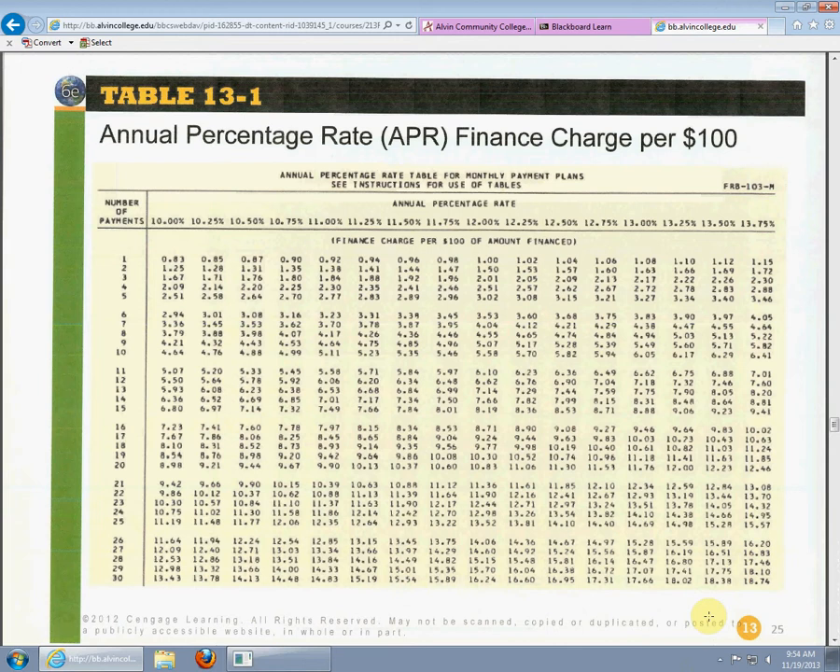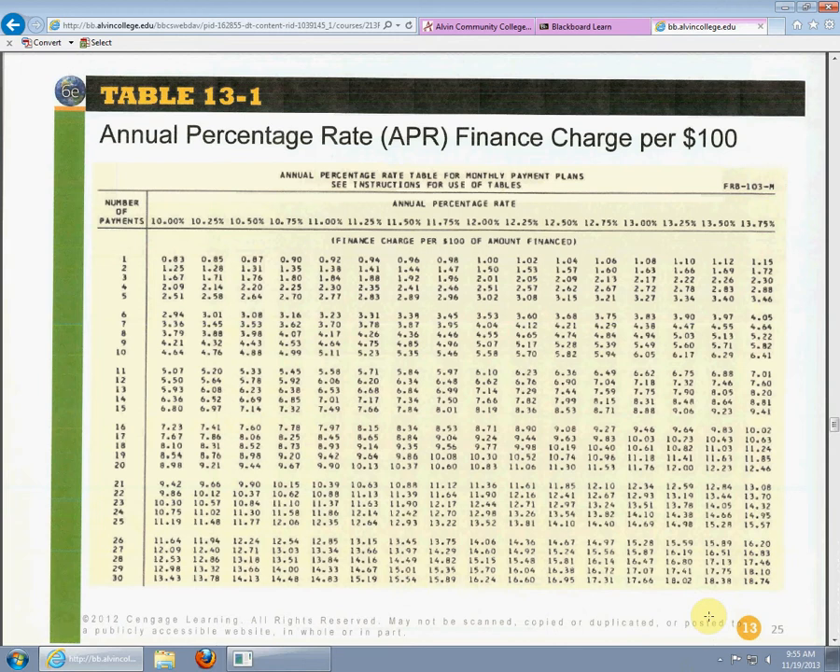Okay, on step 1, you're trying to find the finance charge per $100 financed. So if you take 560 times 100 and divide it by the amount financed, it gives you $14 per $100. Okay, so that's step 1.